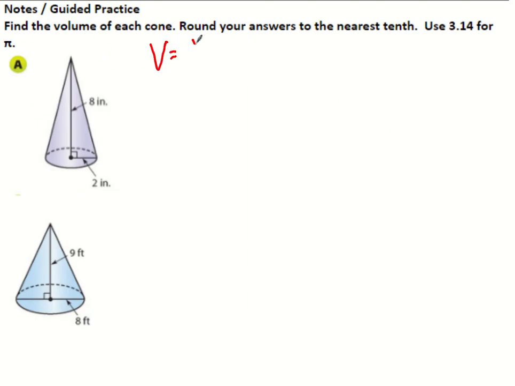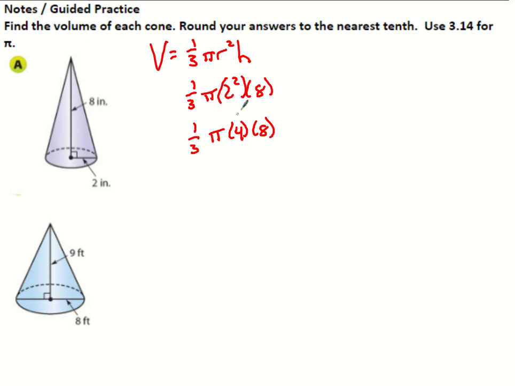So here we go, 1/3 pi r squared h. We're going to round to the nearest tenth, and we're going to use 3.14 for pi. There's my formula. I have my radius and my height, and I'm going to plug those in here. My radius is 2, and my height is 8. The first step is still, as always, to square the radius. So I have 1/3 pi times 4 times 8, because 2 squared is 4.